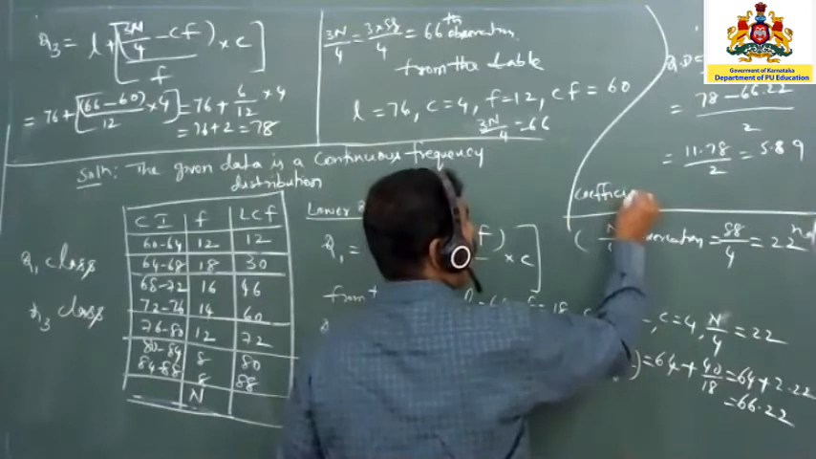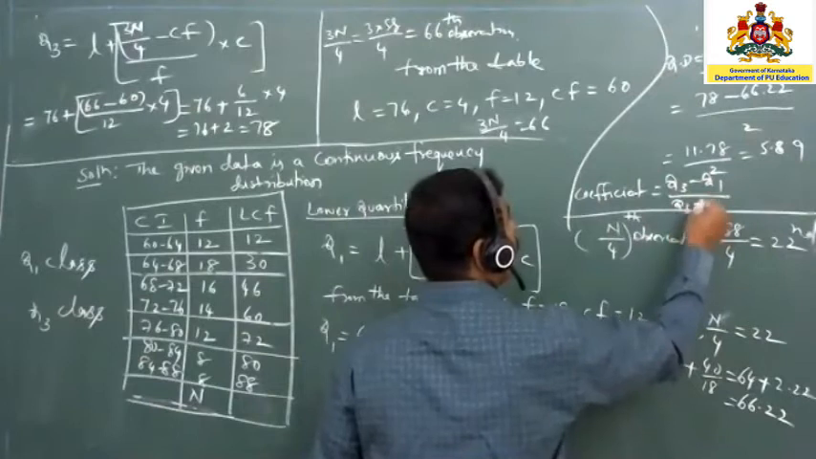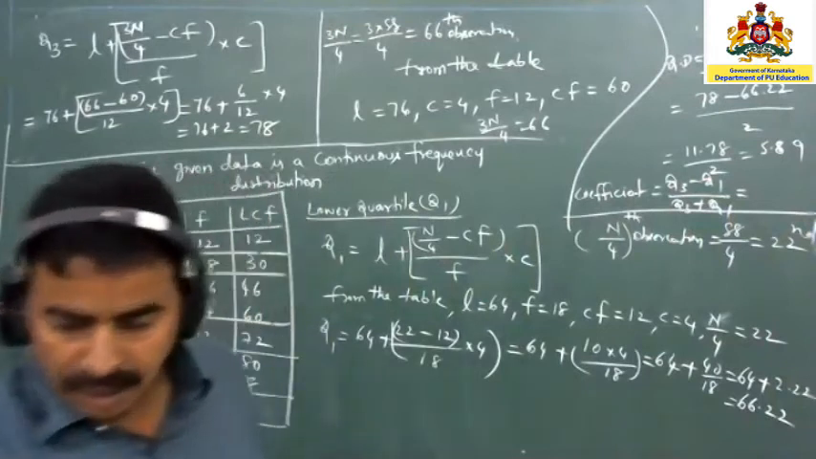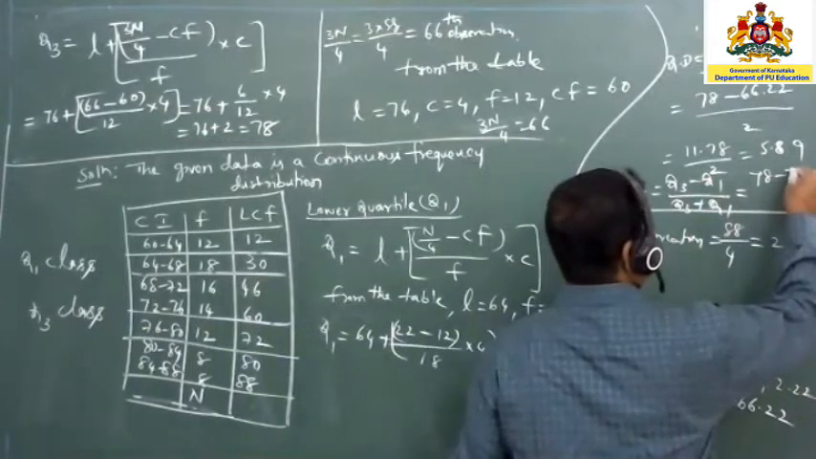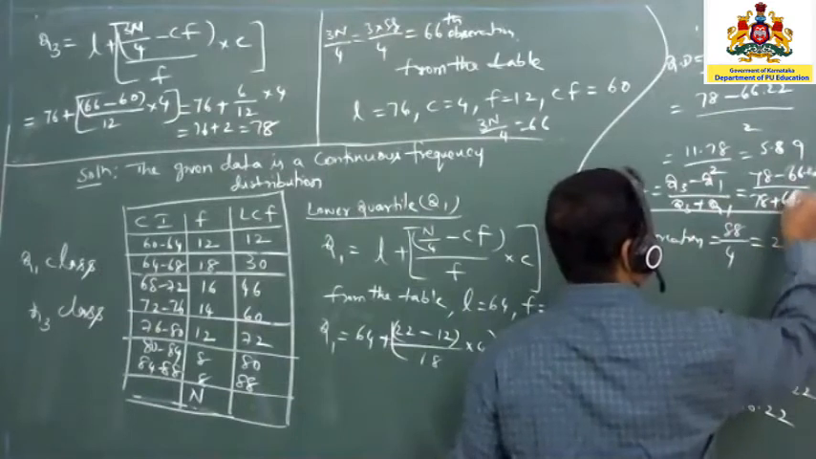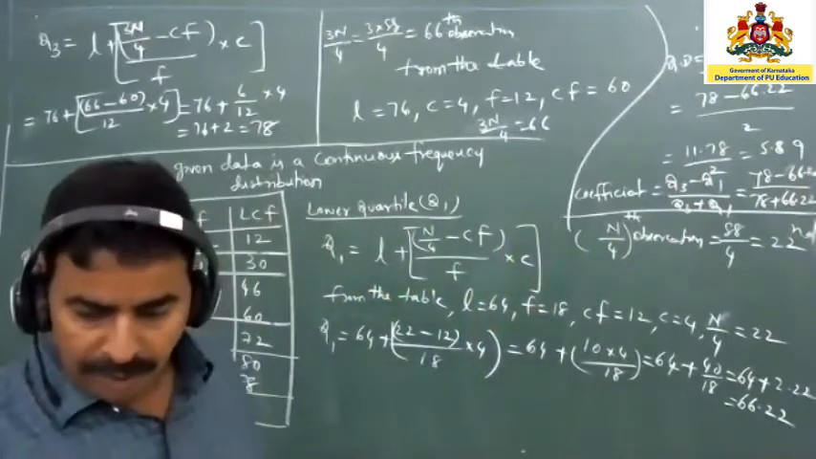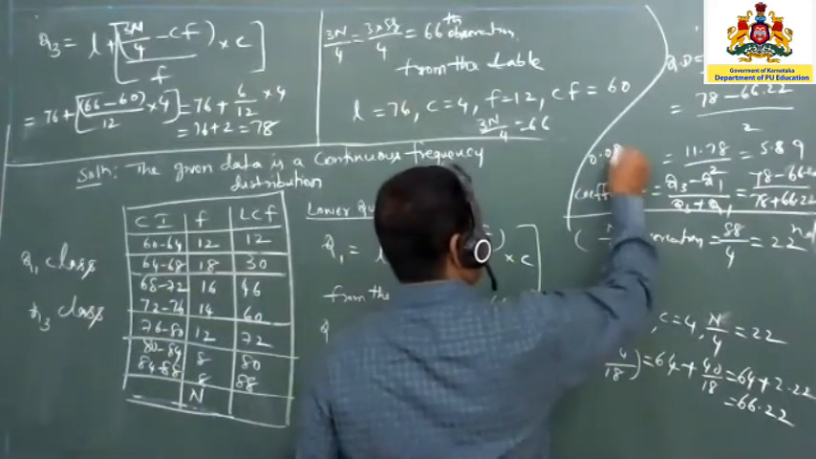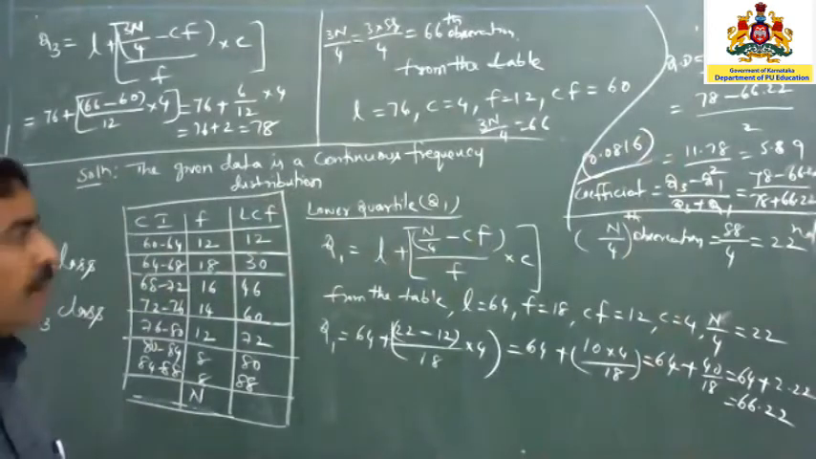Coefficient is Q3 minus Q1 by Q3 plus Q1. You substitute the values: 78 minus 66.22 by 78 plus 66.22. Simplify, you will get the answer. The answer will be 0.0816. 0.0816 is there in the textbook. Just check the calculation, use the calculator and check.